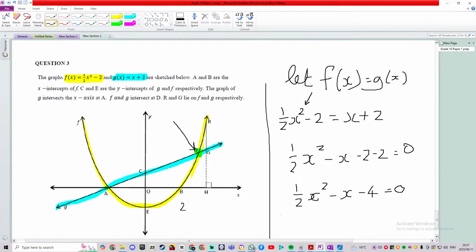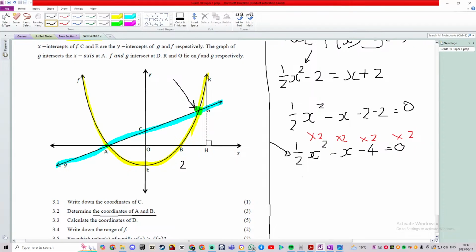Okay. Now, I like to work with nothing in front of the x squared. So I'm going to multiply everything by 2. It's going to be difficult for me to solve this trinomial if there's a half in front of the x squared. So the first one, the 2 cancels. This becomes 2x. That becomes minus 8 equals 0.